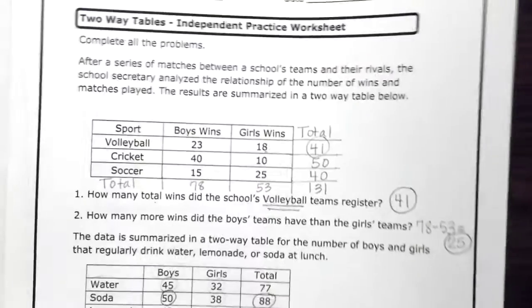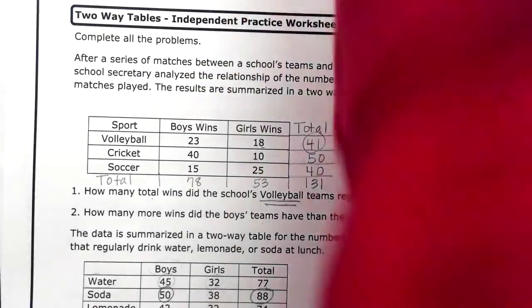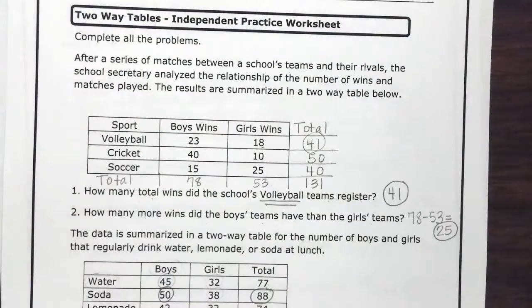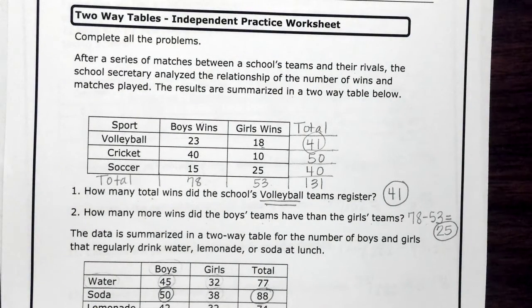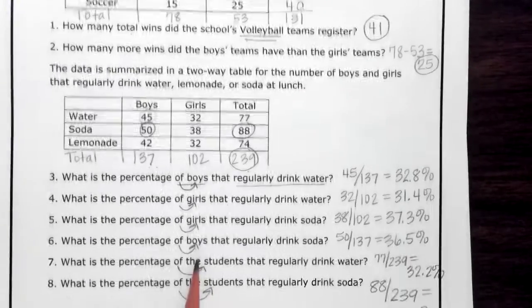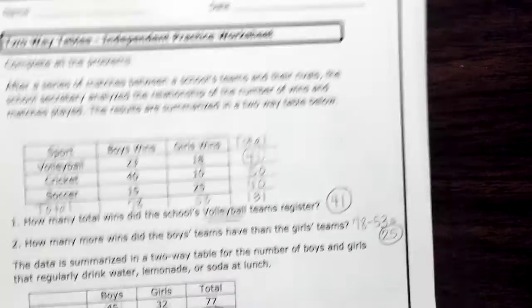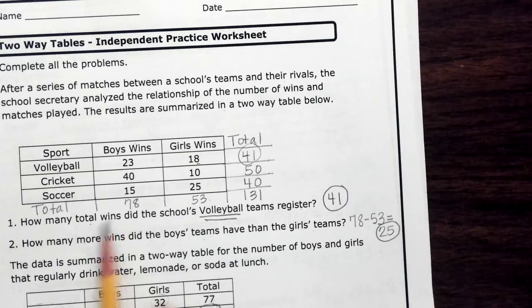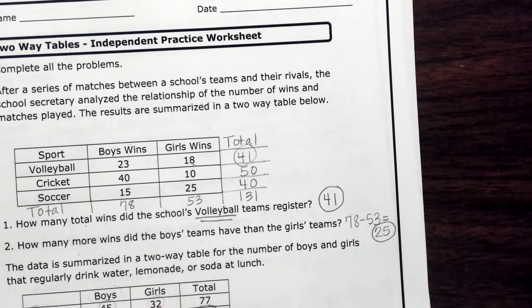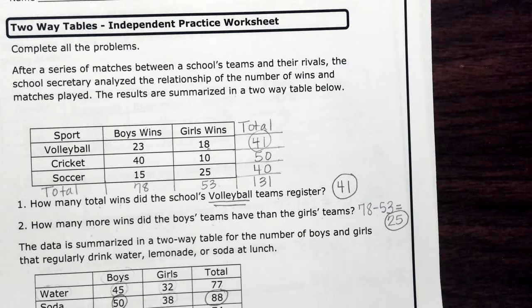So hopefully that gives you a little bit of an idea of how to complete a two-way table and then how to find the percentages to answer the question. Remember, don't forget, if it asks you for a percent or relative frequency, that's when you do the dividing. But if it just asks you for like total wins or how many more wins or a number, then you don't have to do the percentage unless it asks for a percentage or a relative frequency.